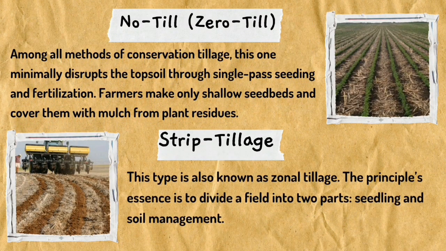No-till or zero-till. Among all the methods of conservation tillage, this one minimally disrupts the topsoil through single-pass seeding and fertilization. Farmers make only shallow seed beds and cover them with mulch from plant residues. Accordingly, the fertilizer quality is of prime importance for conserving soil and water. This type of conservation tillage, in particular, is used in northern Tanzania for the processing of wheat and coffee plantations.